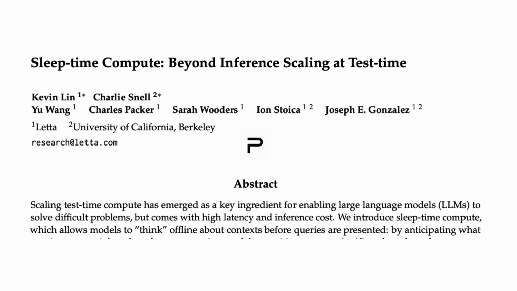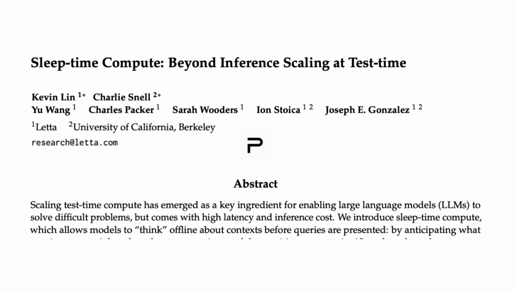Did it actually work? Oh, it worked. The findings are pretty staggering. They found they could get the same accuracy as standard methods with up to 5 times less compute at test time. Wow! 5 times. That's a massive reduction in latency. So you get your answer faster. But did it actually make the answers better? It did. By scaling up the sleep time compute, letting the model think for longer, they saw accuracy boosts of up to 13 to 18% on their reasoning benchmarks. And in those multi-query scenarios we talked about, the average cost per query dropped by up to 2.5 times.